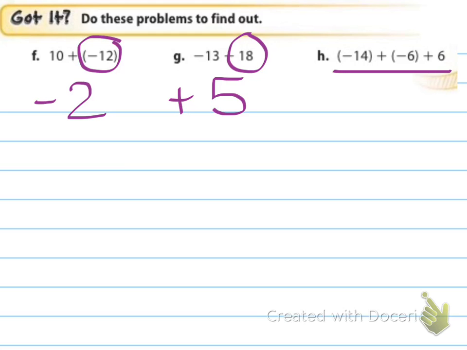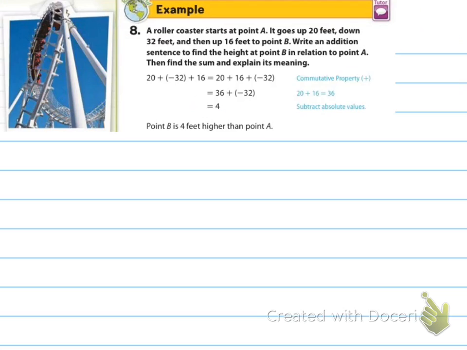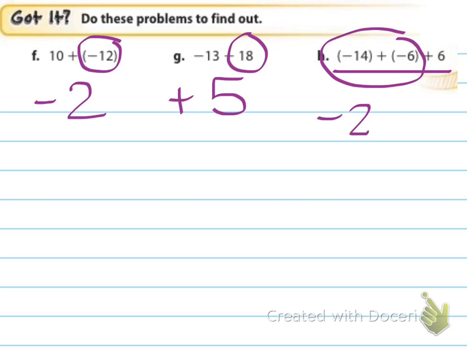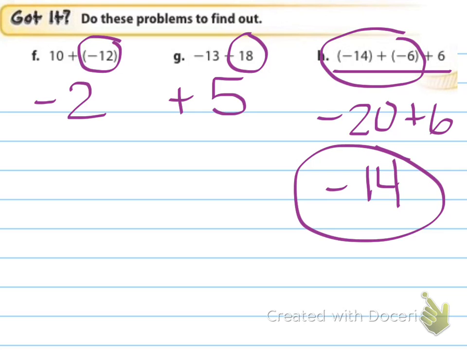For this one, I'm going to do it one step at a time. I know that my negative 6 and my positive 6 cancel out, and so I'm left with negative 14. Otherwise, I can do same signs, add and keep. So that would be negative 20 plus 6, different signs subtract, take the sign of the higher number, and there we go, I got the same answer.